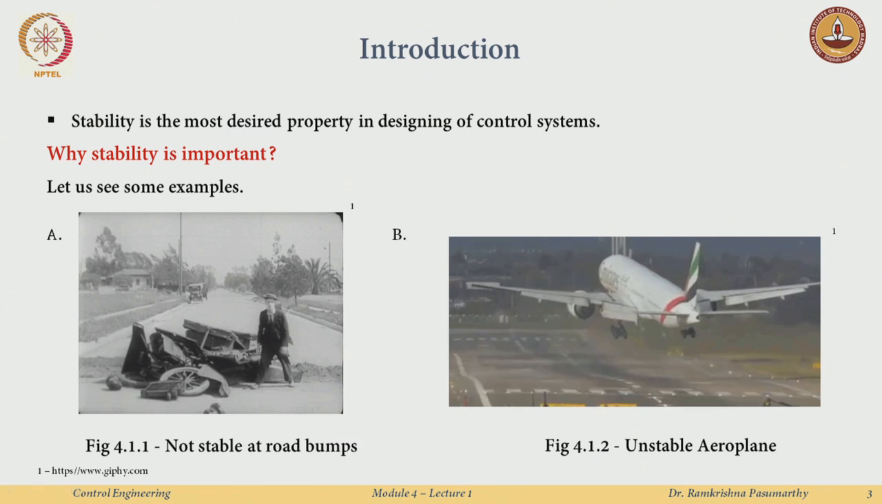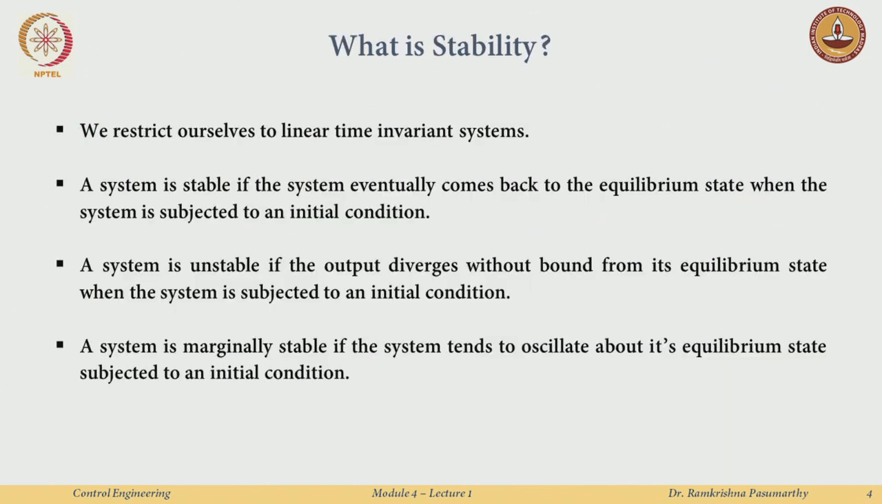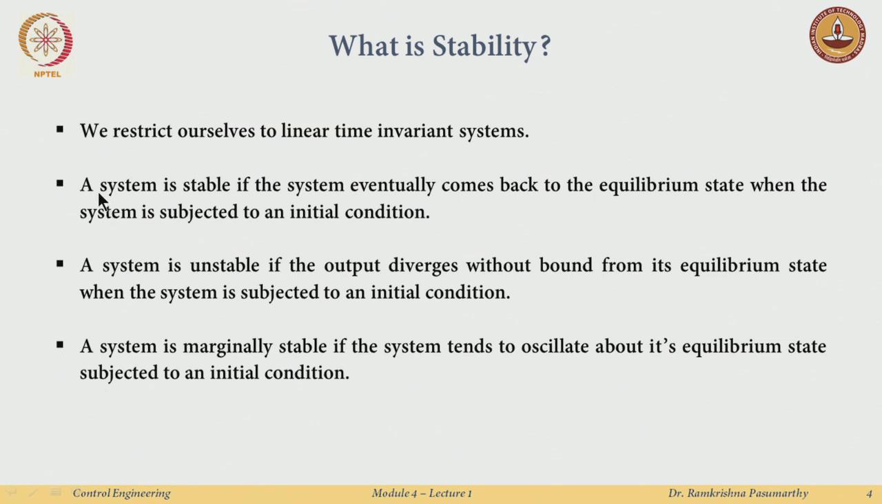Okay, so how is this characterized by the system? So, by the system we had so far said that the entire course would be on linear time invariant systems, typically with single input and single output, and what we had as the information of the system was essentially the transfer function. Now, we will see how the transfer function gives us some information on the stability of the system. So, the first definition would be a system is stable if the system comes back to its equilibrium state, sometimes even called the zero state, when the system is subject to an initial condition.